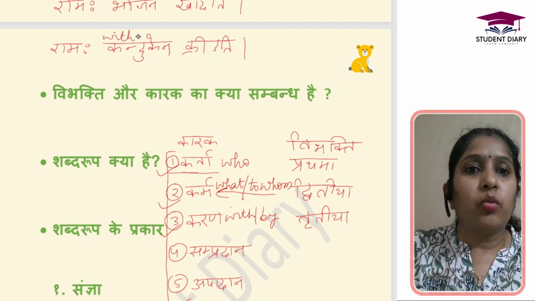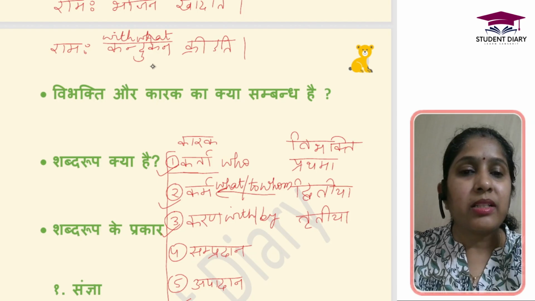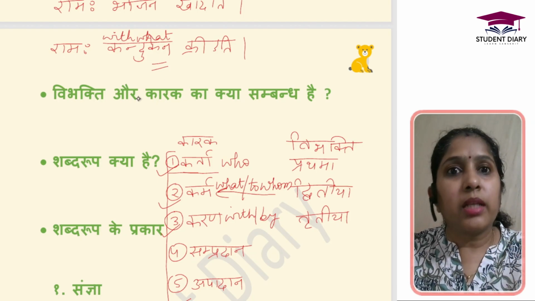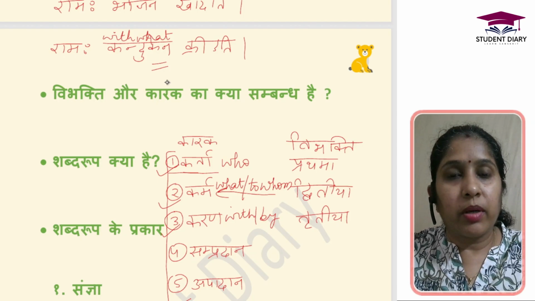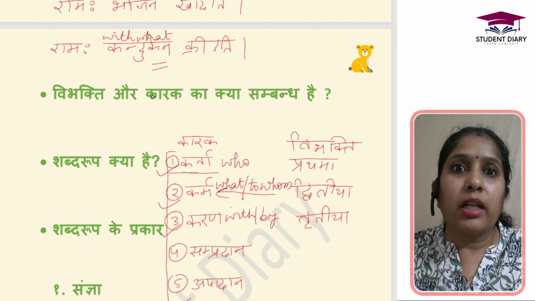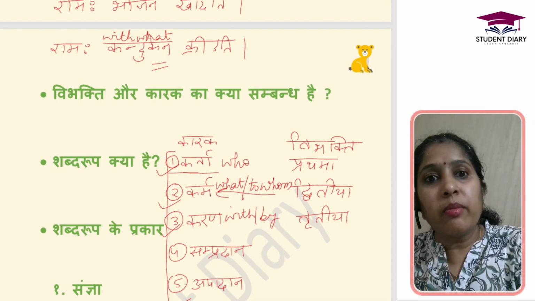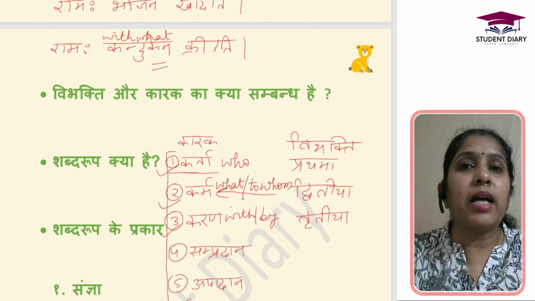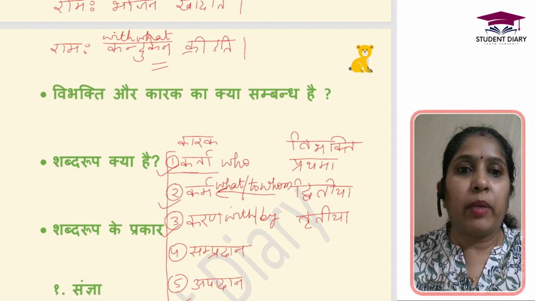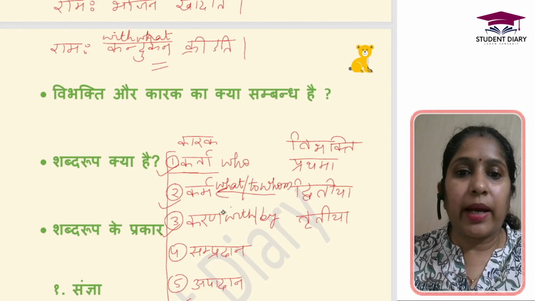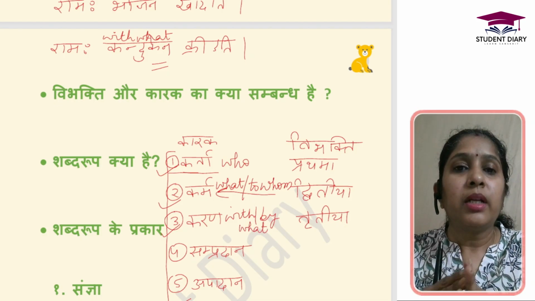So then in that case, in Kandukena, we have used Tritiya Vibhakti. This is the word of Tritiya Vibhakti. The root word is Kandukam and we have used the Tritiya Vibhakti because it is giving us an answer for with or by. Right? With what or by what. Correct? I hope everyone has understood this concept.